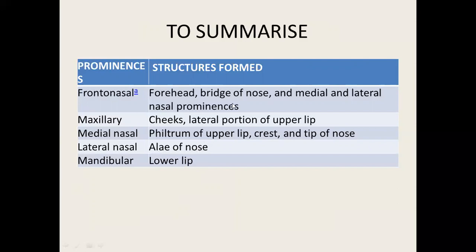Now, the parts which are derived from the frontonasal prominence are supplied by the ophthalmic division of the trigeminal nerve. That derived from the maxillary prominence will be supplied by the maxillary division of the trigeminal nerve, and that derived from the mandibular prominence will be supplied by the mandibular division of the trigeminal nerve.